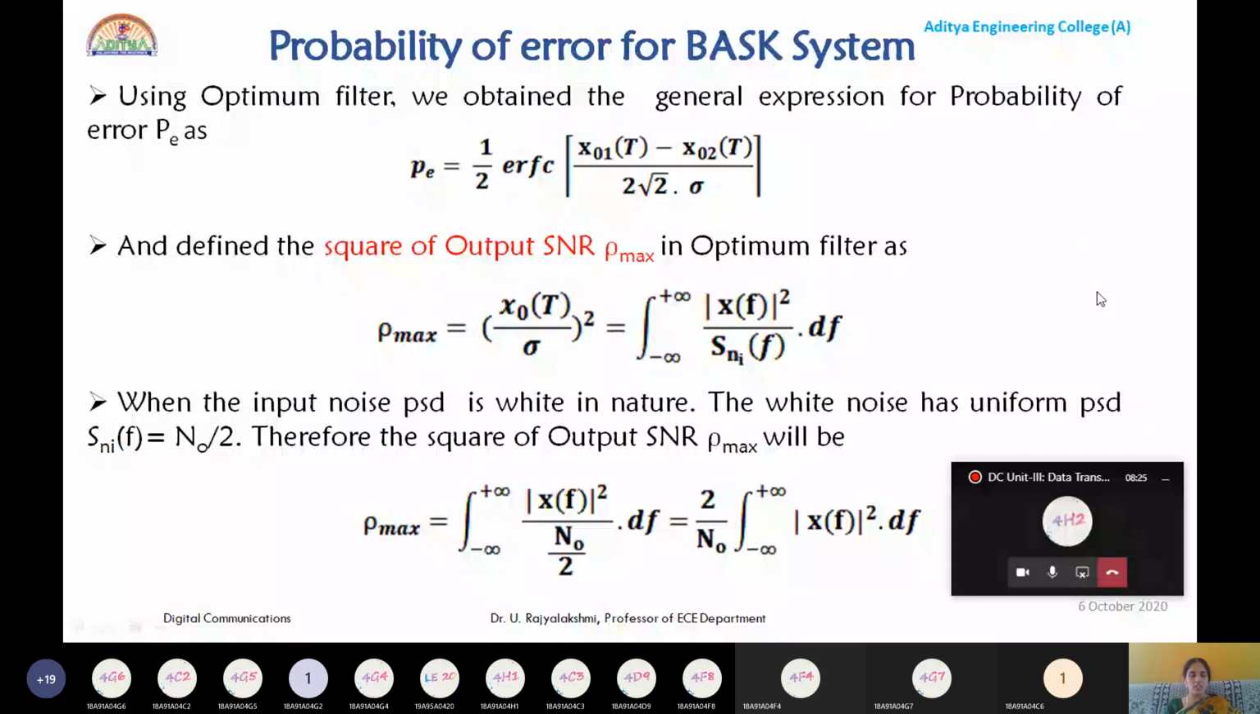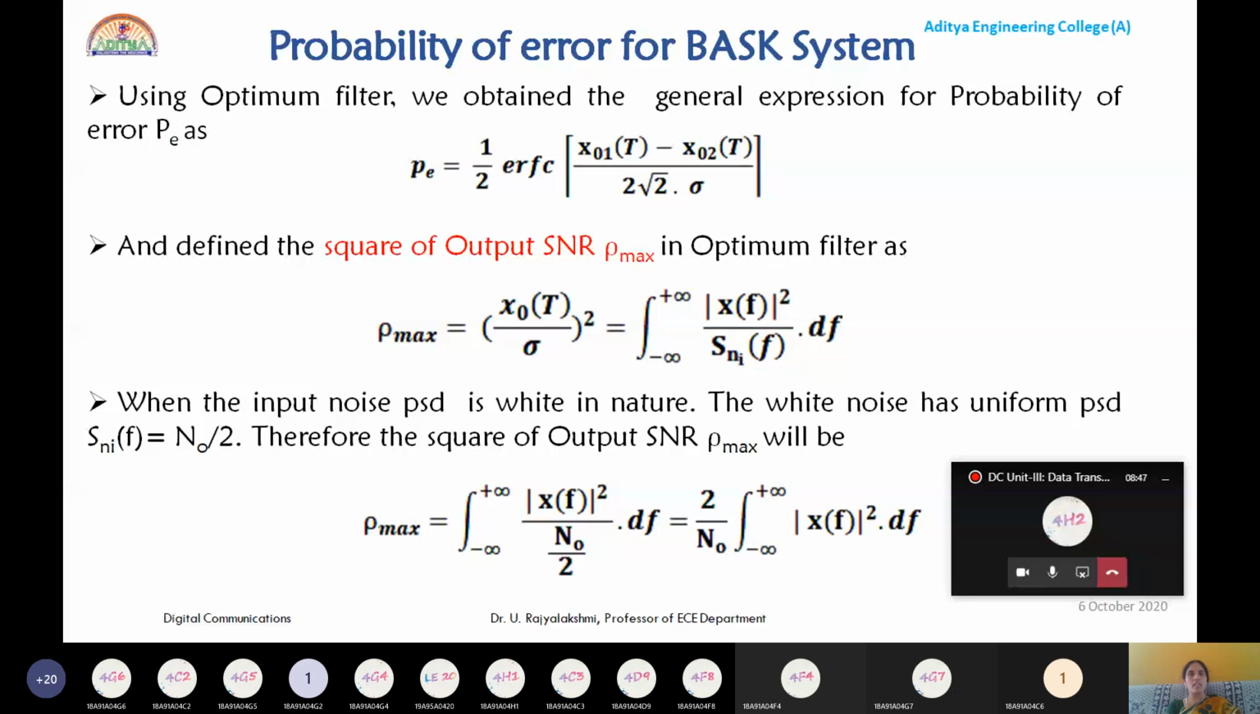So I think you know what a BASK signal is. It is a binary amplitude shift keying signal. How can you define binary ASK? The amplitude of a sinusoidal carrier is varied, or switched, in accordance with the input digital signal.